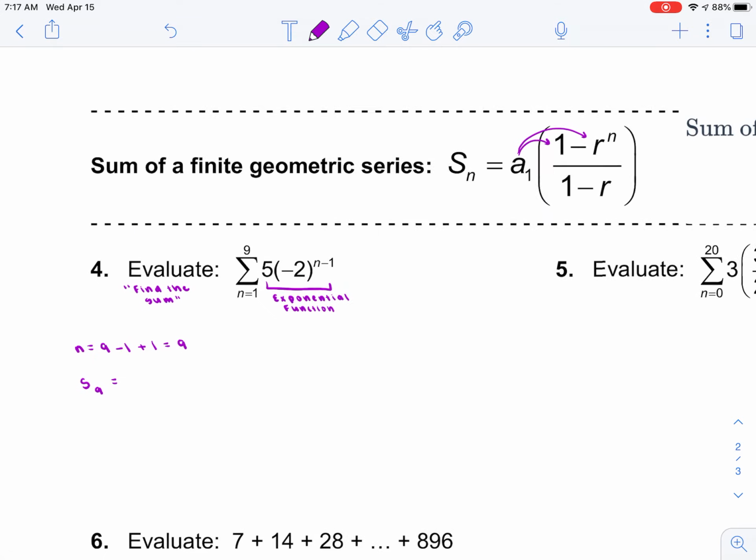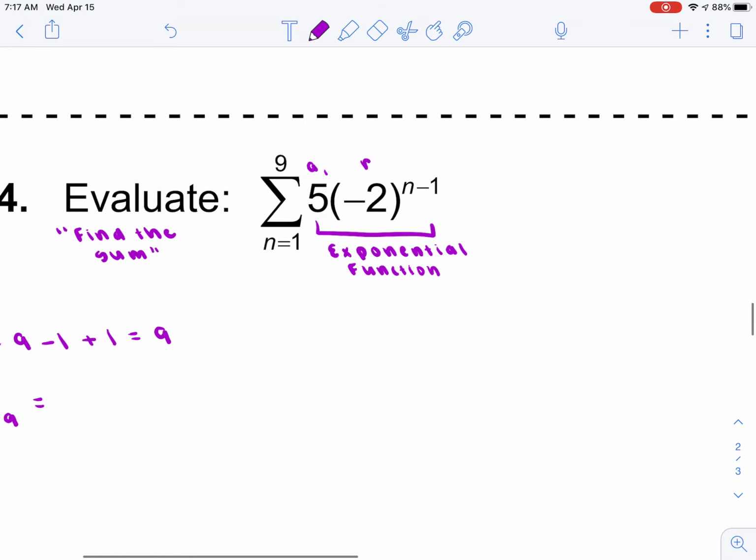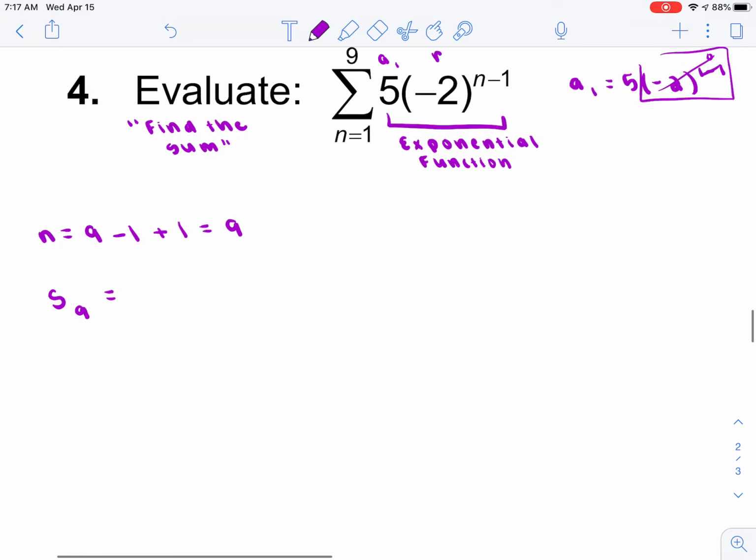Now, in order to find the sum, you first need to find the first term. So the first term here, remember, if it's in the form of an exponential function, this is a sub 1, and this is your common ratio. If you want to confirm, you can even fill in a 1 for n and find that first term by doing 5 times negative 2, and then 1 minus 1 would become 0. Anything to the 0 power becomes 1, and notice you get that first term of 5 that way.